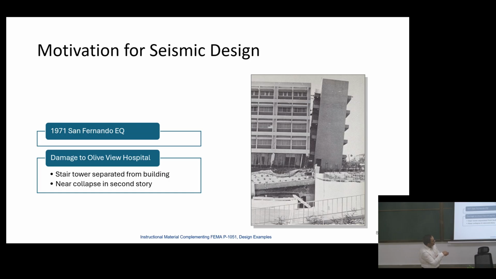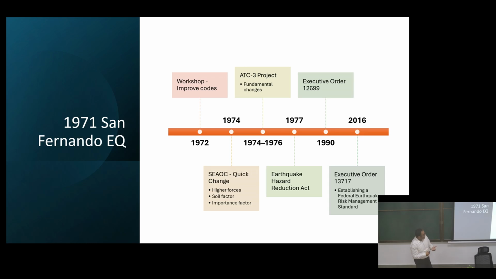The structure, you can see how it tilted and the other part collapsed. This was one of the first prominent structural damages that triggered a lot of discussion at different levels, especially in the Western world. The stair tower collapsed from the building, and there was a near collapse in the second story, and there was a lot of other damage in and around that area, which really triggered a lot of discussion as to what we can do better as the next one happens, right?